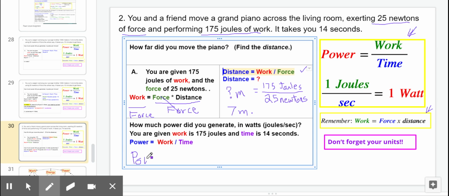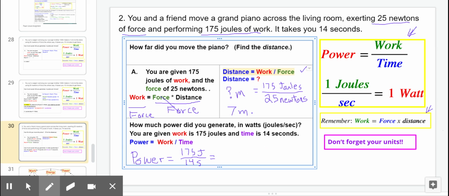So our power is in watts. Work, 175 joules, and 14 seconds. That's going to give us power in watts. 175 divided by 14 is what?